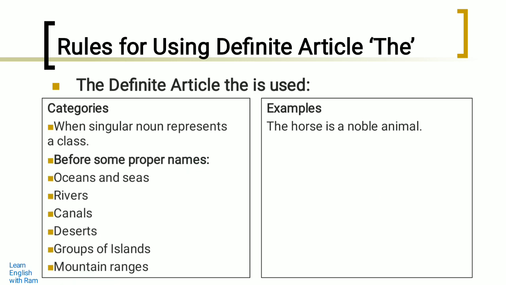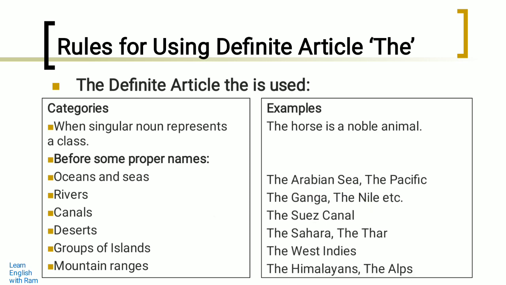The next important rule you have to remember is that the is used before some proper nouns. Which proper nouns are there? Oceans and seas. For example, the Arabian Sea, the Pacific. So these are the oceans and seas, and whenever their name is there, you have to put the.